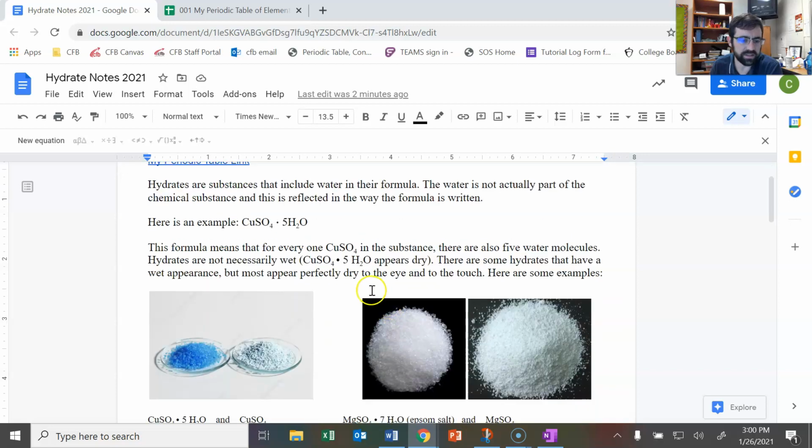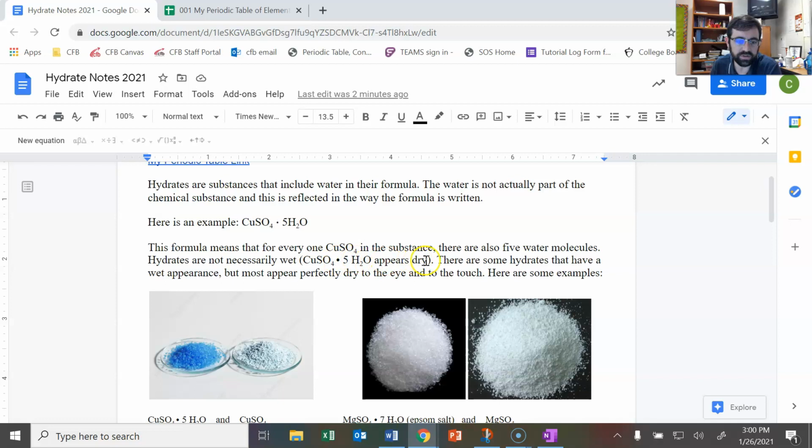The formula means that for every one of these copper 2 sulfate formula units in the substance, there are also 5 water molecules. For every copper sulfate, you've got 5 waters. Hydrates are not necessarily wet. They're usually not. Copper sulfate pentahydrate, we'll learn how to name that later, but that's what this is called.